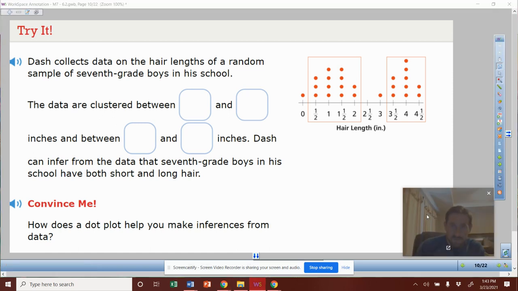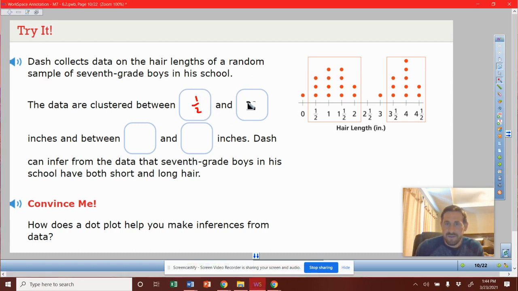So there's a box in the first cluster that a lot of values fall in, between this 1.5 to 2 range. And then there's not much in between that, or people are more in this 3.5 to 4.5 range. Dash can infer from the data that seventh grade boys in his school have both short and long hair. So most people aren't in that middle phase, and most people aren't bald at school or choosing to not just have a buzz cut. Okay.